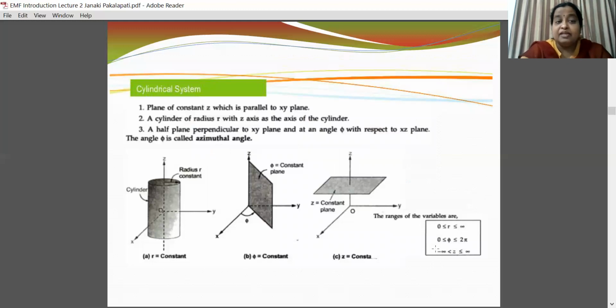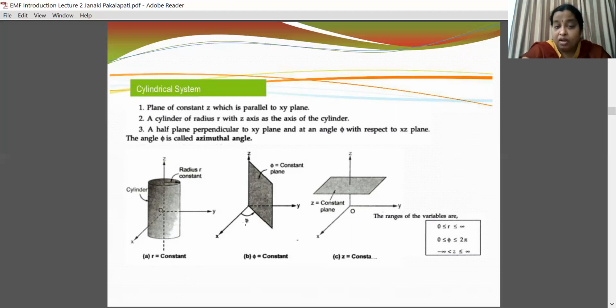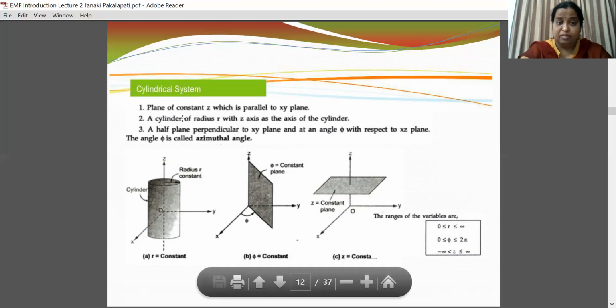And then comes the cylindrical system. Since it is one of the 3-dimensional coordinate systems, it has a constant plane z which is parallel to xy, and it also has another parameter called r and another parameter called phi. So here comes a new parameter to be considered, phi. A cylindrical system is nothing but a basic cylinder like this.